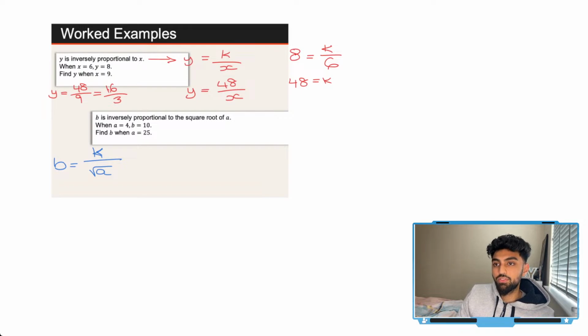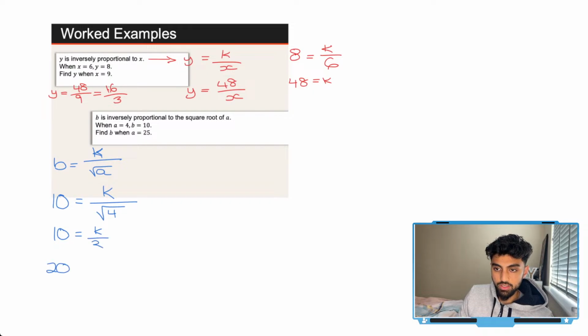When a is equal to 4, b is equal to 10. So we have 10 is equal to k over the square root of 4, which is 2. So we have 10 is equal to k over 2. Therefore, what is our value for k? Well, it's just 20.